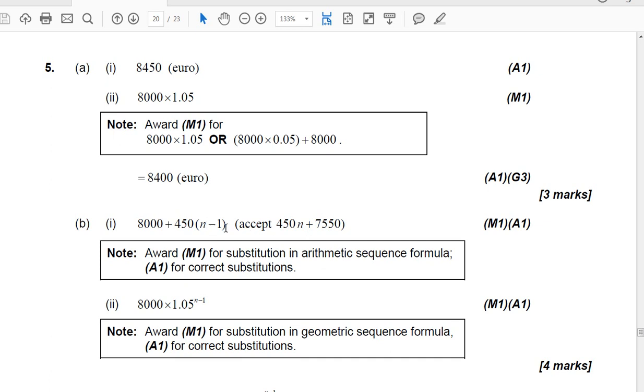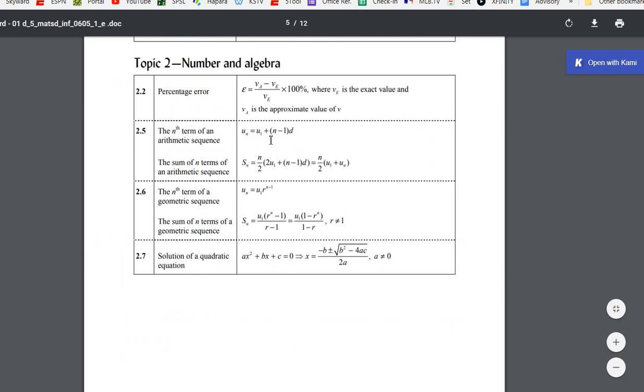Let's see, arithmetic sequence formula. Let's take a look at that. Well, look there, there's the arithmetic sequence. So they're just saying you could have plugged it straight into this formula, right? U sub 1, so that's 8,000 plus the number of terms, n minus 1, all times the difference, which is 450. Okay, so that's really what we had.